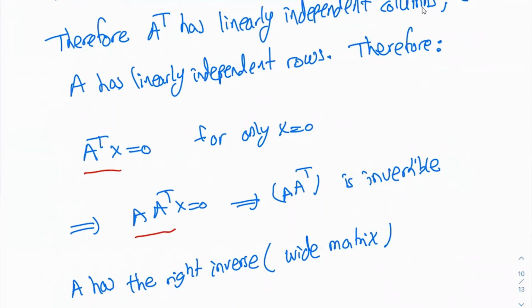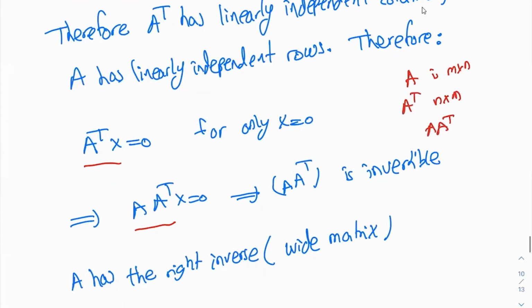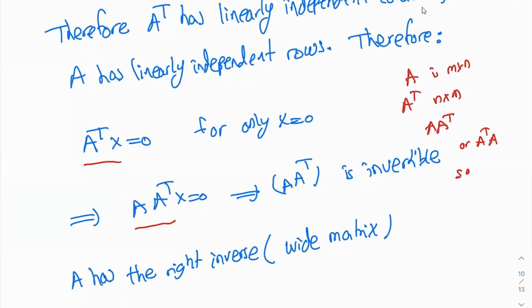By the way, something that is very important is if A is m by n, A transpose is n by m. So A A transpose or A transpose A are always square matrices. That's why inverse makes sense. They're always square matrices with different dimensions, of course. Like A A transpose is m by m square and A transpose A is n by n square. Okay.